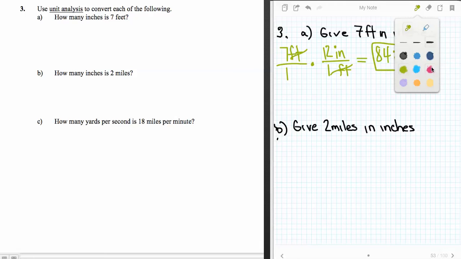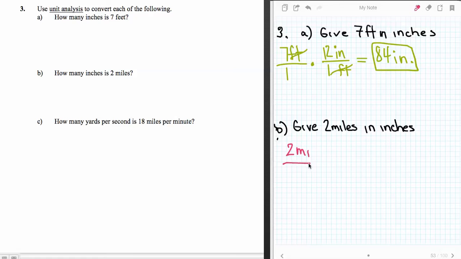Problem number 2. Convert 2 miles to inches. So again, I write my 2 miles here, and I put this over 1, and I know I need to get rid of miles, so I'll put miles down here in the denominator, and I want to get to inches. I can't get directly to inches because I don't know what that is, so I'm going to go miles to feet, and then I'm going to get rid of feet and get to inches, because those are the conversions that I do know.